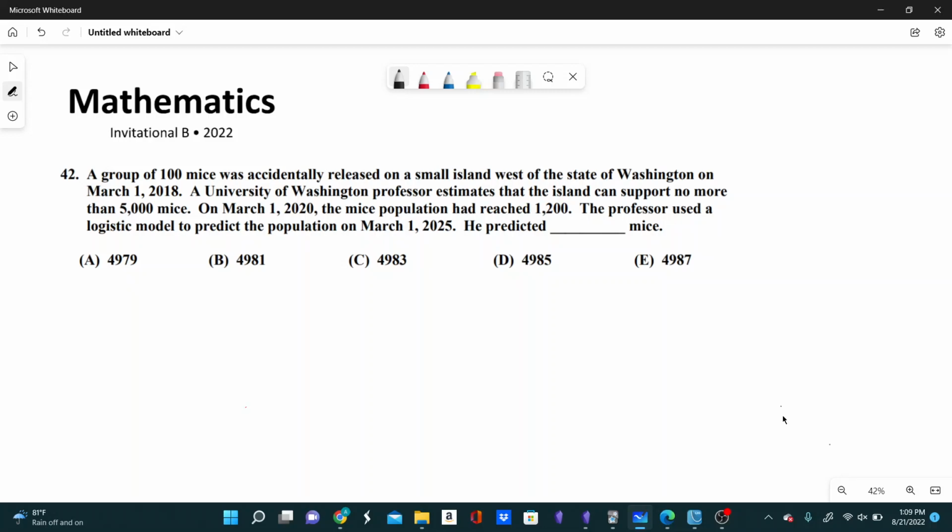So this, like the problem says, is going to be using a logistic model. And there's actually an equation for the logistic model. There's a differential equation you can use and a solved equation you can use. So I'm going to show you the solved equation, and then I'll show you a shortcut on the calculator that you can use using the differential equation.